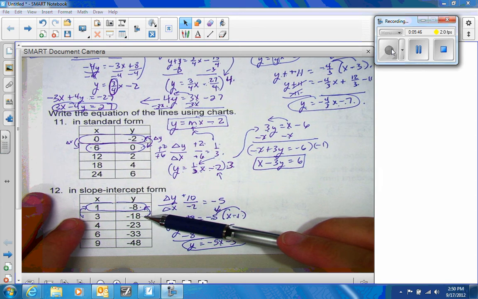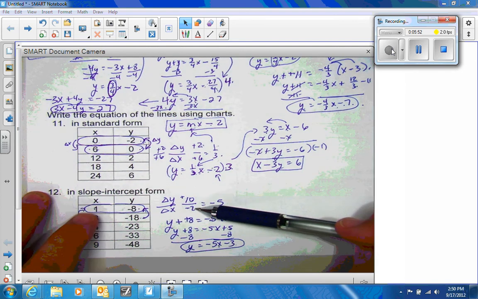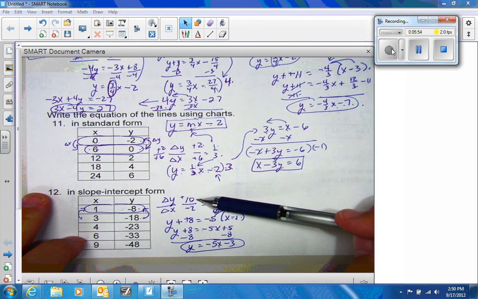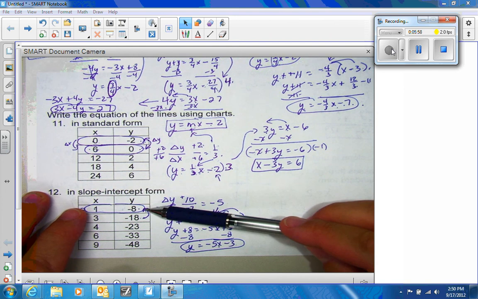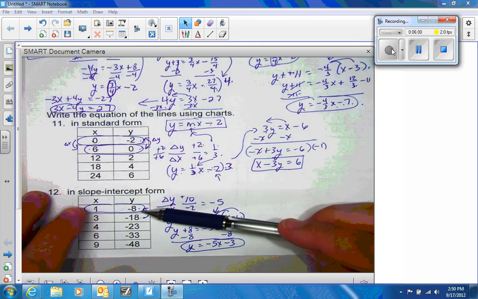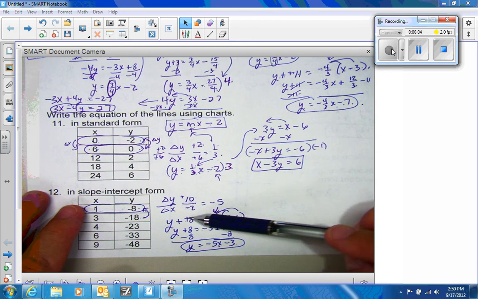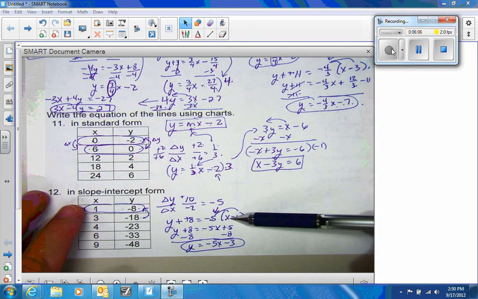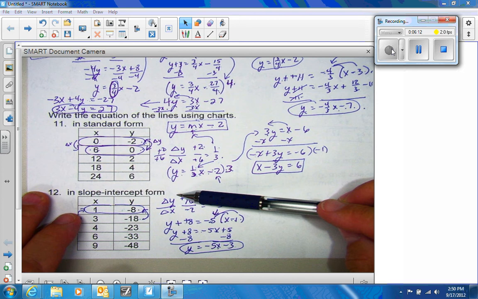How do I get from -18 to -8? Well, you add 10. How do I get from 3 to 1? Well, you subtract 2. And then 10 divided by -2 is -5. I then chose the easiest point I could find. Out of all these points, this was the easiest to work with, to me. So I chose y minus -8 equals your slope times x minus 1. And basically I solved for y, because I wanted it in slope-intercept form.